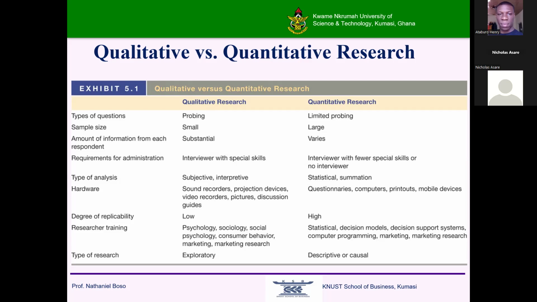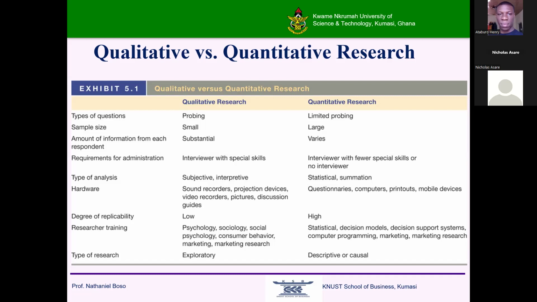But when it comes to quantitative, because of the limited risk of social and psychological factors influencing the study, the training that the researcher might need is mainly that which is related to statistics, decision models, decision support systems, computer programming like SPSS, Excel, and then marketing and just the basic knowledge in research as we are sharing through this course.